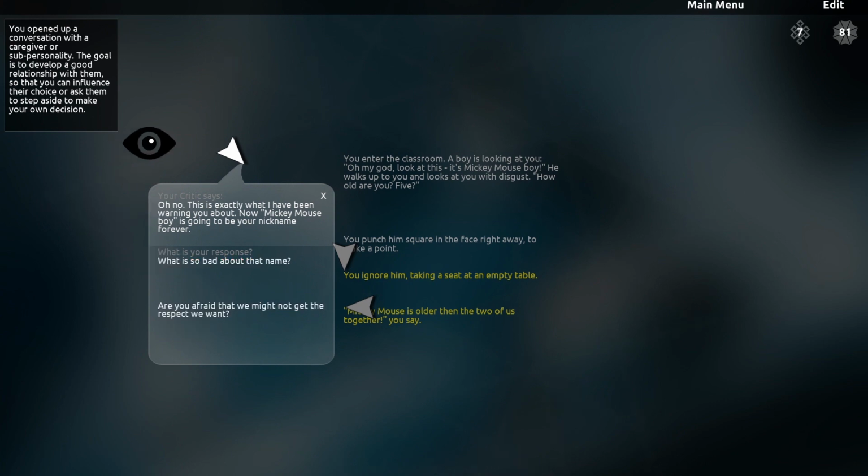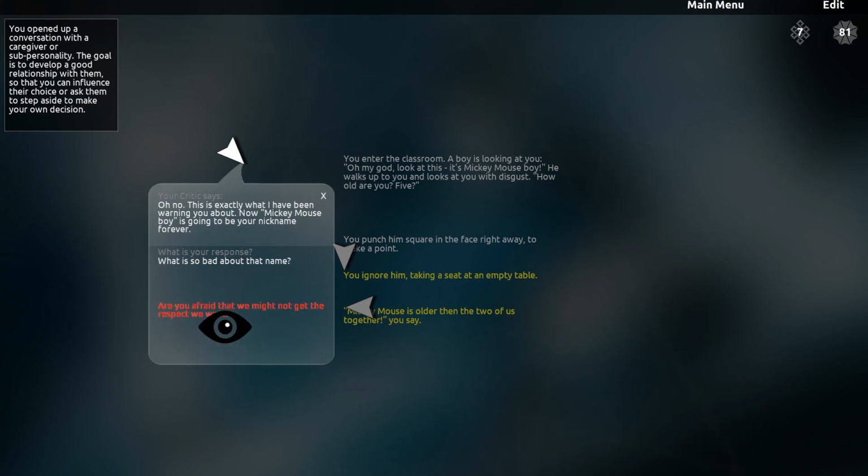What does this part say? Oh, that's the inner critic saying, oh no, this is exactly what I've been warning you about. Now, Mickey Mouse Boy is going to be your nickname forever. And you could say, what's so bad about that name? Or, are you afraid that we might not get the respect that we want?